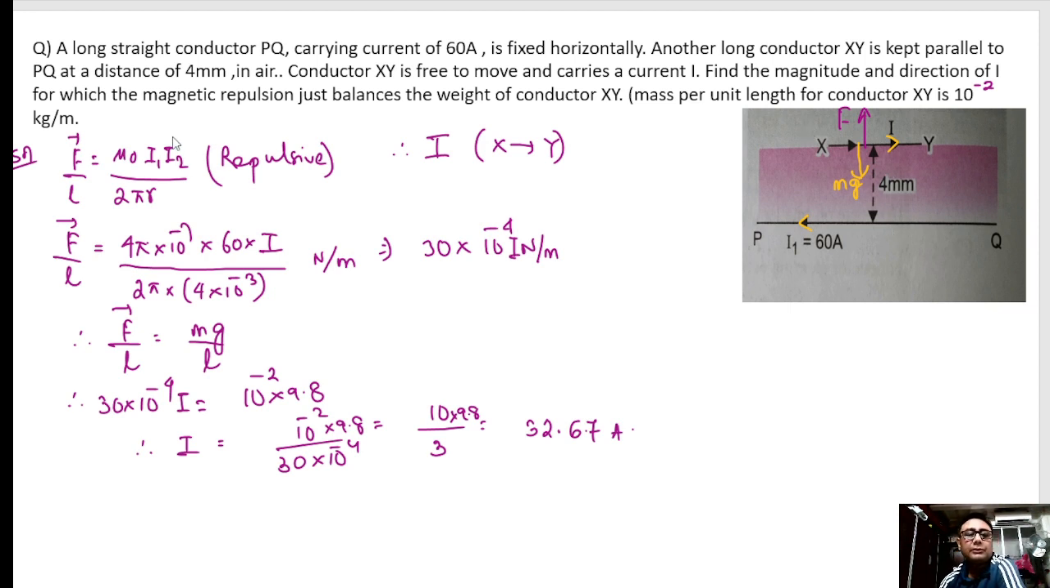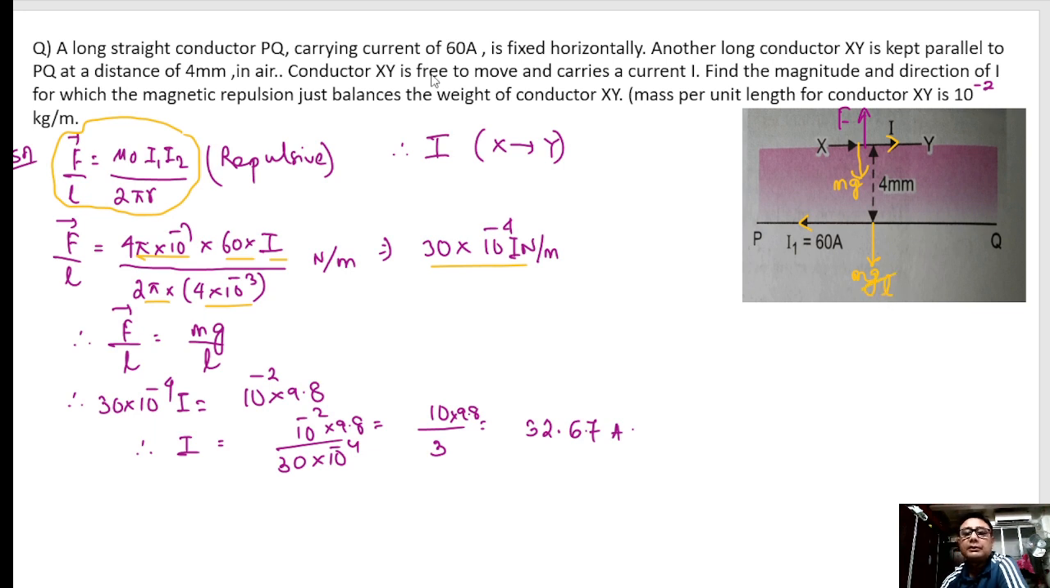So what is the repulsive force? As we all know, per unit length, it is this: mu 0 I1 I2 over 2 pi R, where R is the distance between them, 4 millimeter. So we calculate this much I. Now this is the force per unit length. This should balance the weight of the wire, mg, mass per unit length.